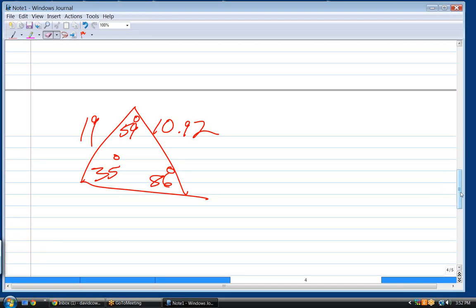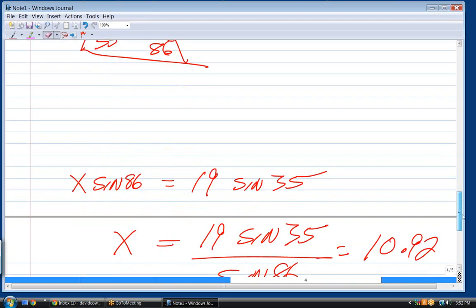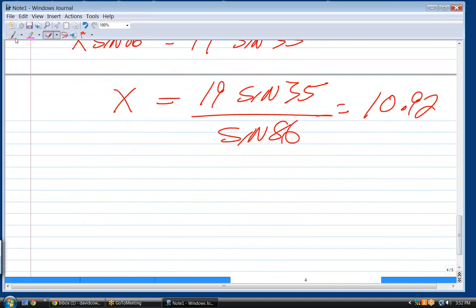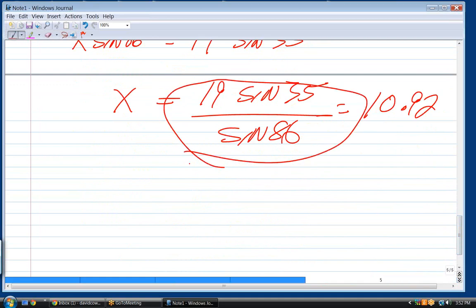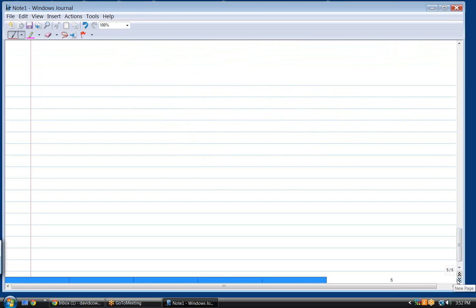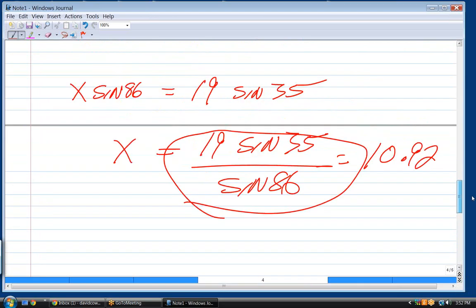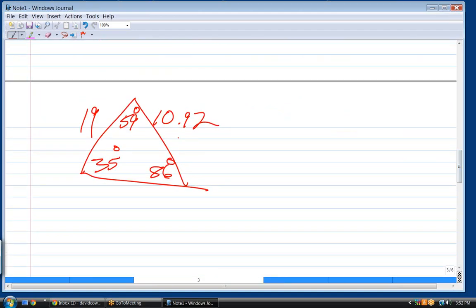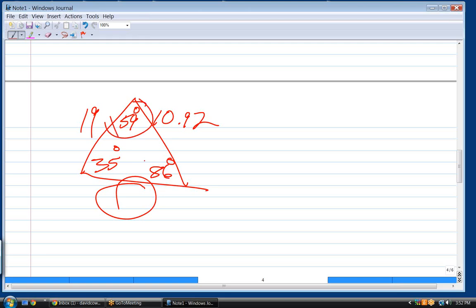That doesn't necessarily mean that your answer is correct. In other words, you have to make sure that this is what you put into your calculator. But I'm going to assume that you're doing that correctly, and let's go on. As long as we didn't come up with a number bigger than 19. If we'd come up with a number bigger than 19, we'd have known it had to be wrong. And this side right here has to be between 19 and 10.92, because this angle is between 35 and 86.